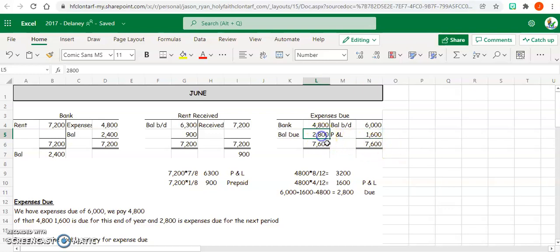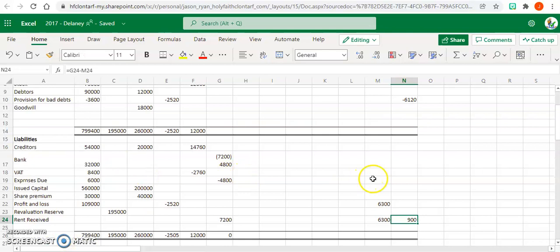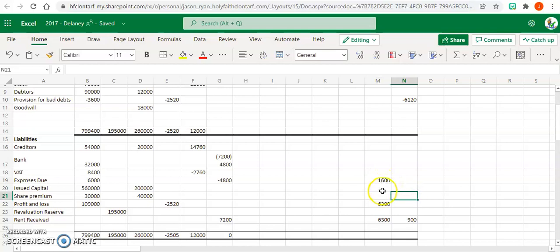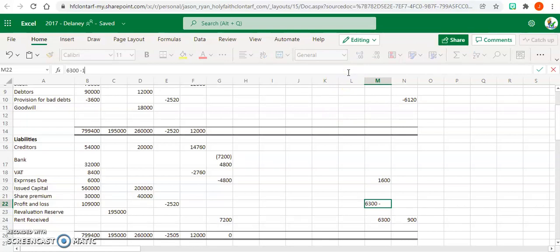So that means your balance then is 2,800. So your expenses for the end, profit and loss, is going to be 1,600. Back to your tabular statements. So your expenses, 1,600 for this period. And then your profit and loss then, we know is going to be minus 1,600 because that's an expense.